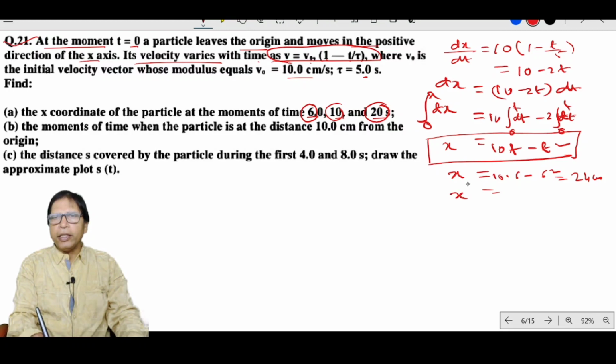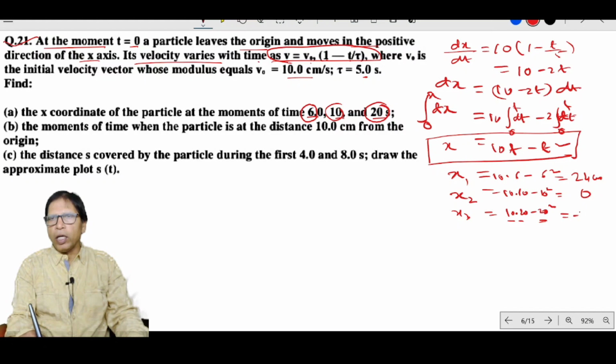Now look at this x2, at 10 second. This is 10 into 10 minus 10 square, so this is 0. And x3 equals 10 into 20 minus 20 square. 10 into 20 is 200 and 20 square is 400. So this is minus 200 centimeter.